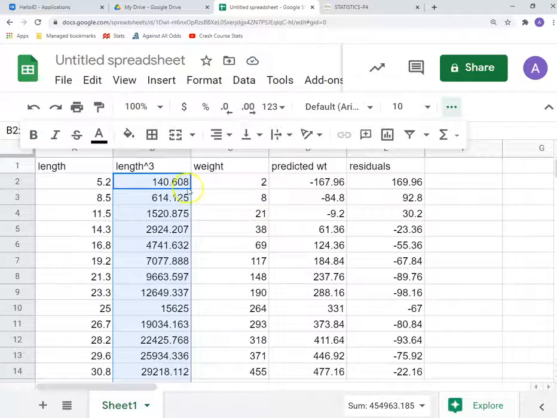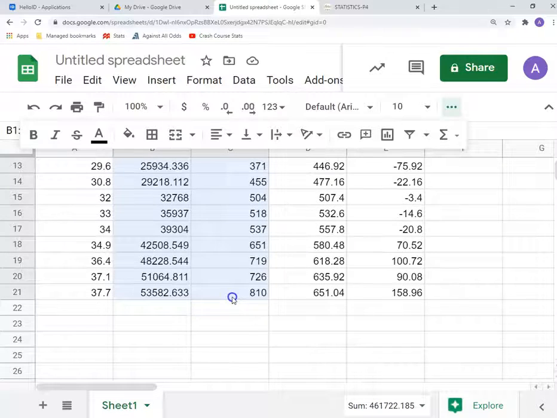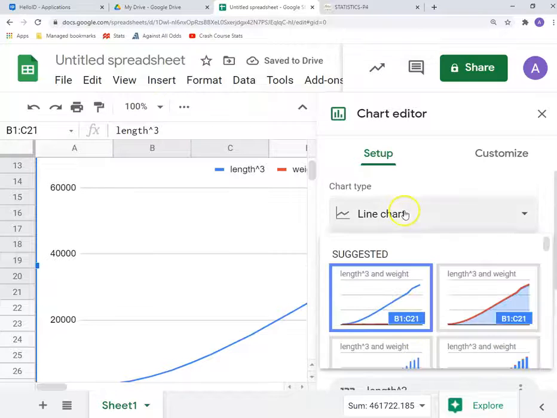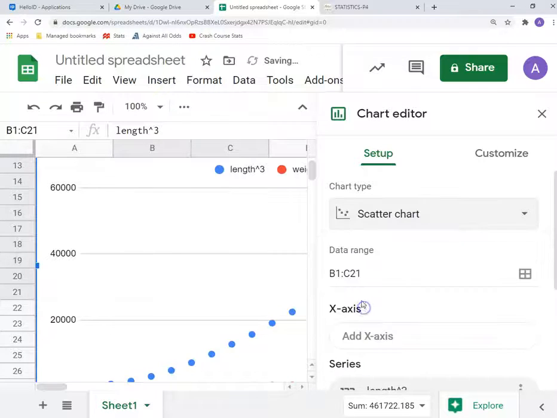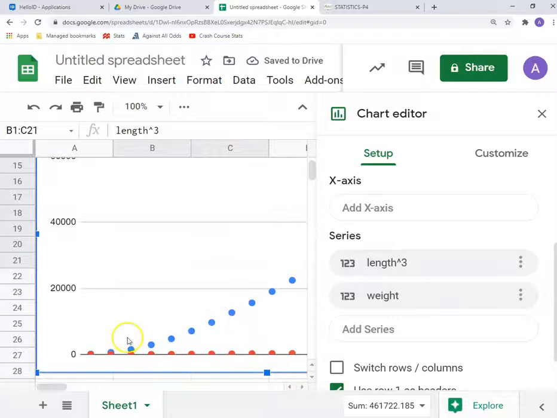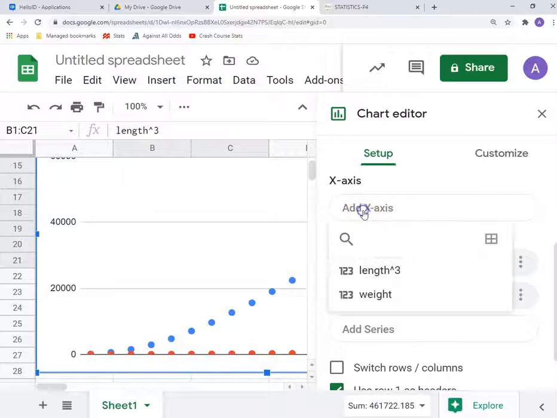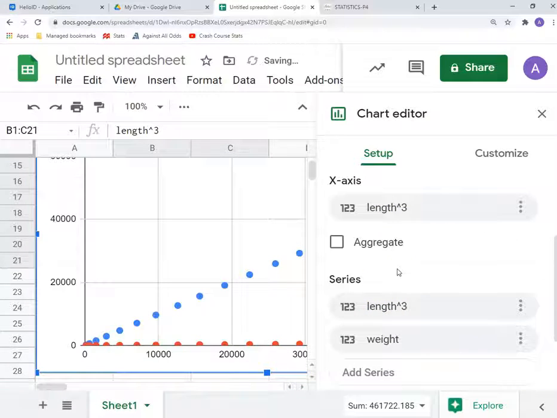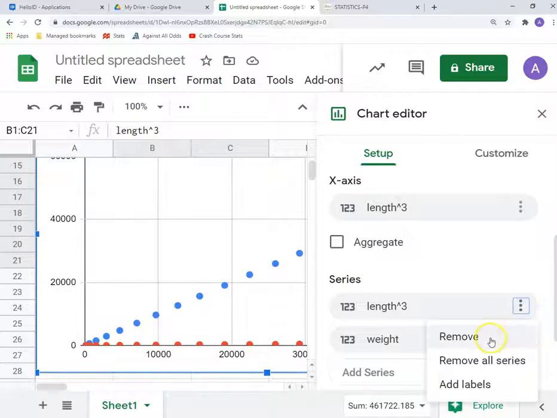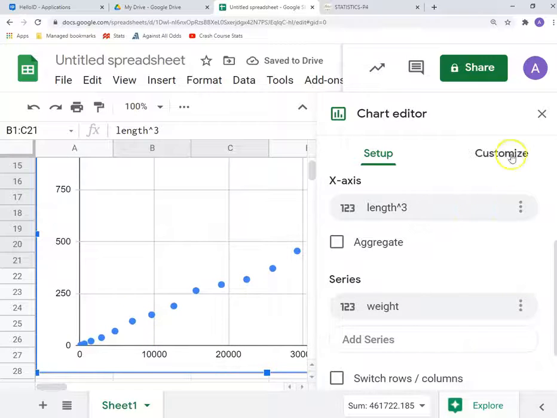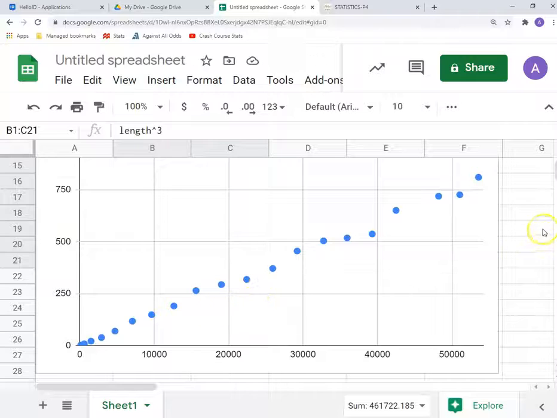We're not going to draw the scatter plot on your notes, but I do want to look at length cubed versus weight. So I highlighted those two rows, inserted the chart, and chose a scatter plot. Notice it's got two sets of dots, blue and red. For some reason it defaulted to no x-axis, so I'm going to click Add x-axis and I want length cubed to be there. Then under Series, go to length cubed, click the three dots and remove. That's a lot straighter.